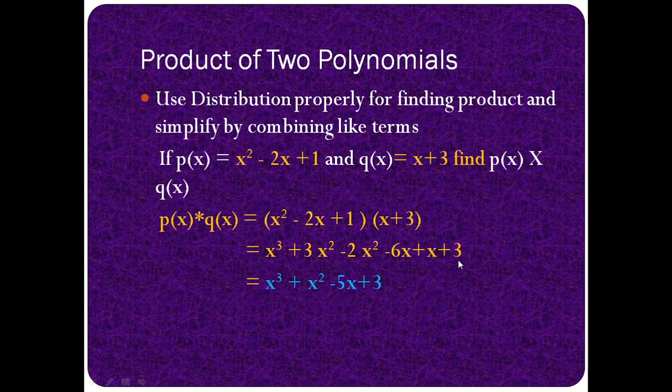So you will get this answer: x cube plus 3x square minus 2x square minus 6x plus x plus 3. Here you have like terms. These 3x square and 2x square are like terms, and like terms can be combined. So 3x square minus 2x square is equal to x square, and minus 6x plus x is equal to minus 5x. So the answer is x cube plus x square minus 5x plus 3. This is the method used for finding the product of two polynomials. It's very simple.